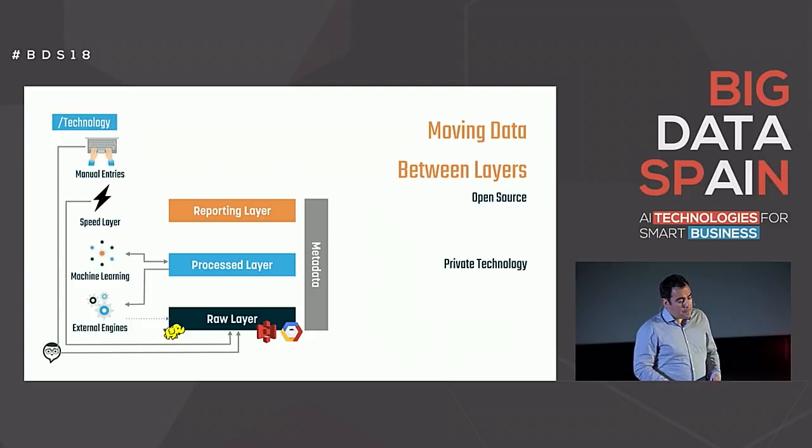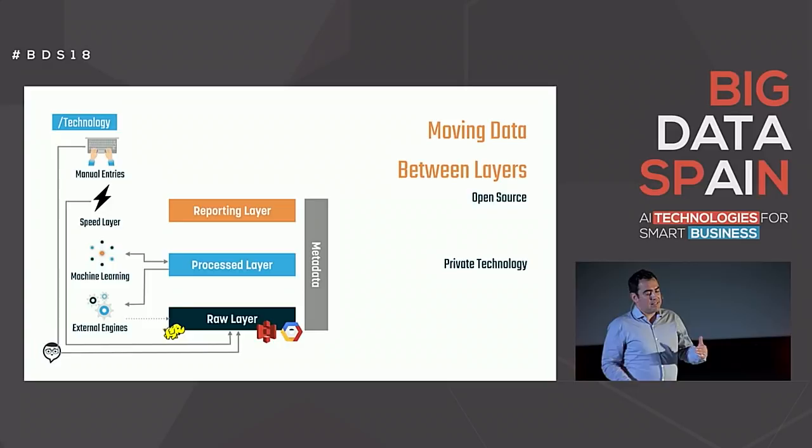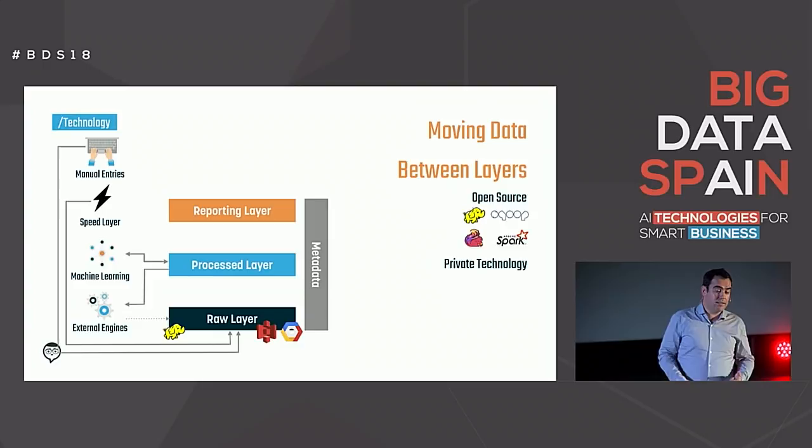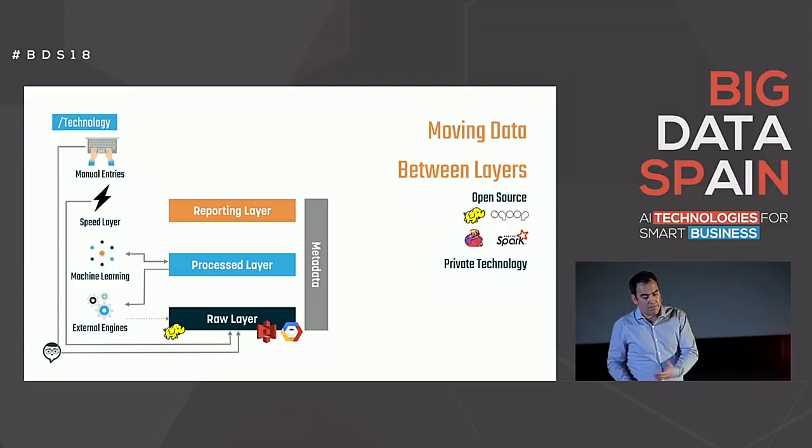Now, for moving data between layers, and this does not mean only from the raw layer to the process layers, we will see. It can mean also from external sources to raw layers. Within open source solutions, we have HDFS, again, with MapReduce, which is not as used as it used to be when it came out.